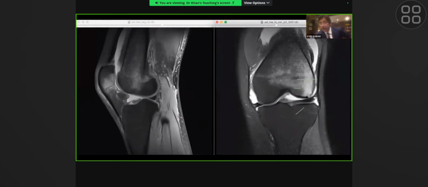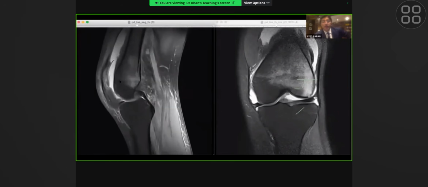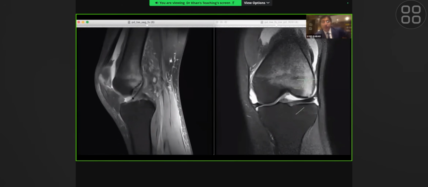You also see that there is a little cortical break here. See, the cortex is generally black on almost all sequences, but if you see the cortex stops here, you need to be careful as to what's going on here. So let's just keep looking. I completely agree with you that the ACL looks fine.